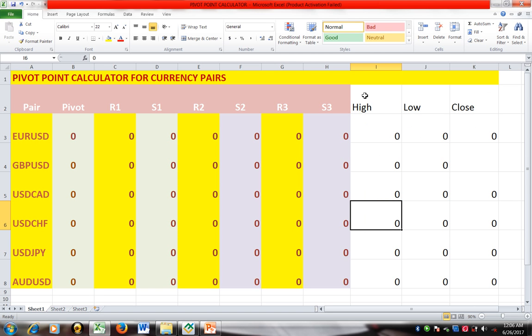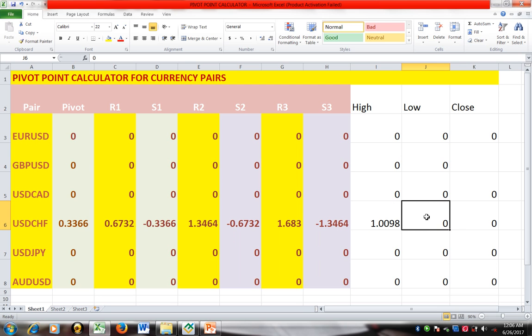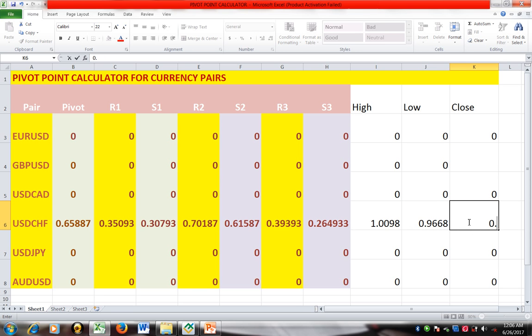Under the cell here, I'm going to enter the value of high that we got, which is 1.0098. For the low, we have 0.9668, and the close is 0.9674. So these are the values. When we click it, you can see what we have here. We have this important data generated for the pivot point.